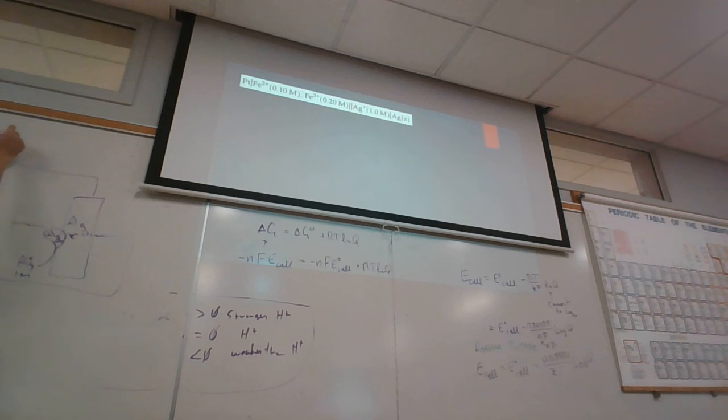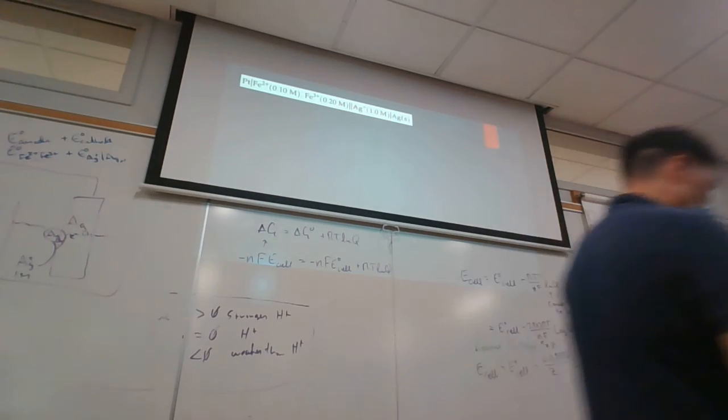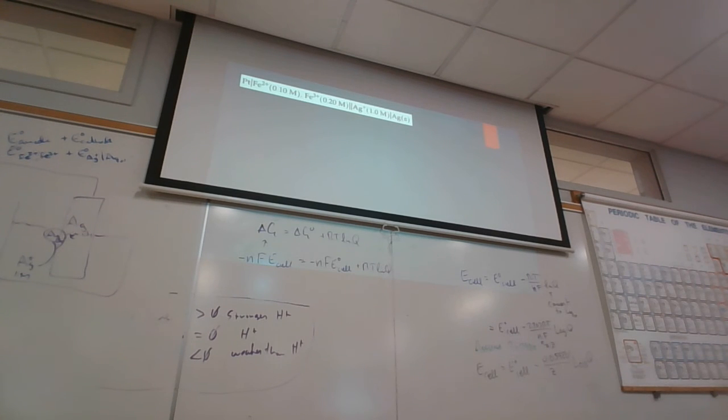The cell potential is the anode potential. The anode is where oxidation occurs, and the oxidation is iron 2 gets oxidized to iron 3. We use a comma here instead of a bar. Plus the cathode potential. The cathode potential is just silver ion takes an electron to deposit silver metal. And so let's calculate the standard cell potential for this by looking up the values in the chart.